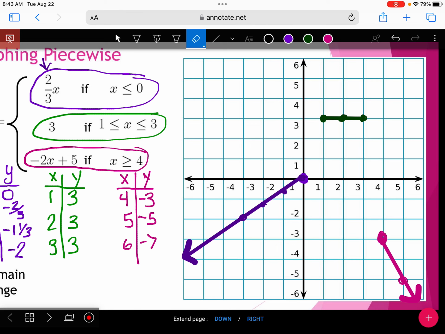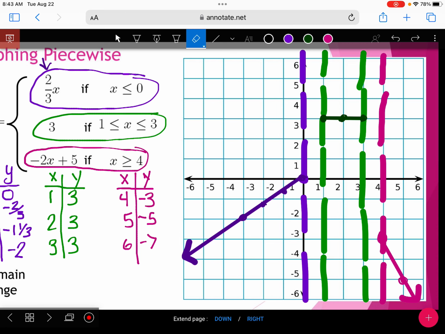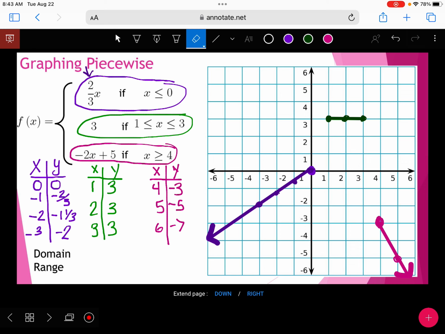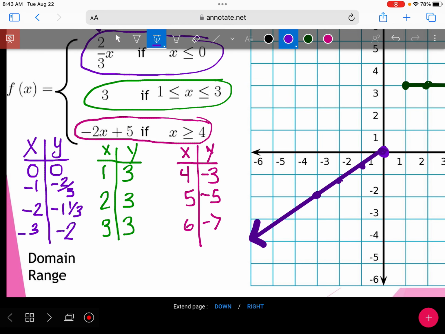Okay. I'm going to put the walls back. So, for domain, we've got the cheater version where we straight up take the list from our function rule. My x is less than or equal to 0. 1 is less than or equal to x, which is less than or equal to 3. X is greater than or equal to 4.